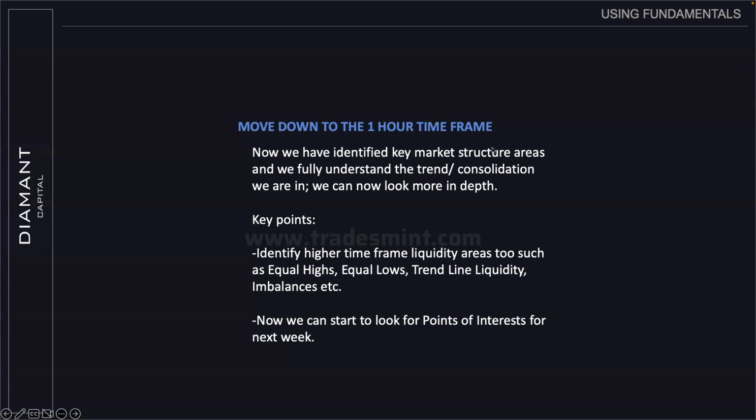Because once we've identified market structural areas, we can start to understand the trend and consolidation we're in. And then we can look at it in more depth. So a few key points here again. Identify the higher time frame liquidity areas. So this is where we start to look at liquidity. Then we can start to look for points of interest for the week ahead. By this, I mean you can start to look for supply and demand areas. You can start to look for order blocks, any imbalances that we might be moving in towards, anything like that.